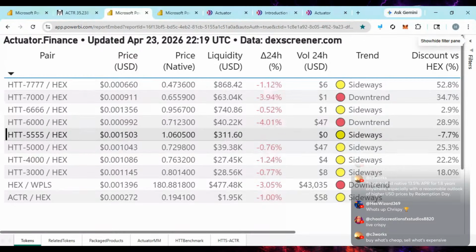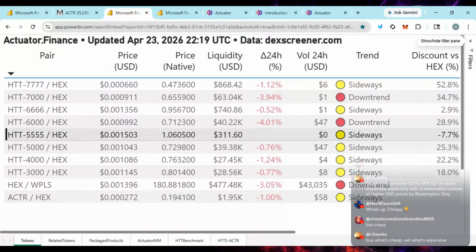And this is a way for people to interact with things that are all based on HEX. Because remember, I know I didn't go into extreme detail on this, but you cannot mint more HTTs than HEX put up as collateral. So that means these are 100% collateralized.